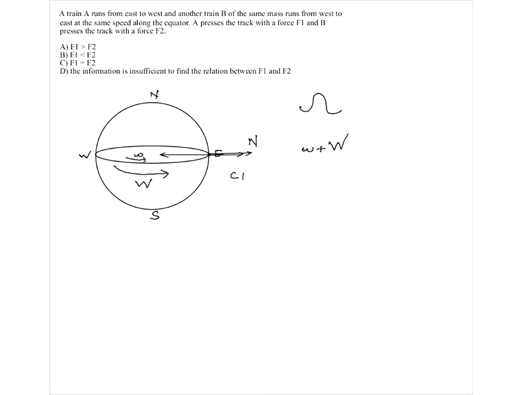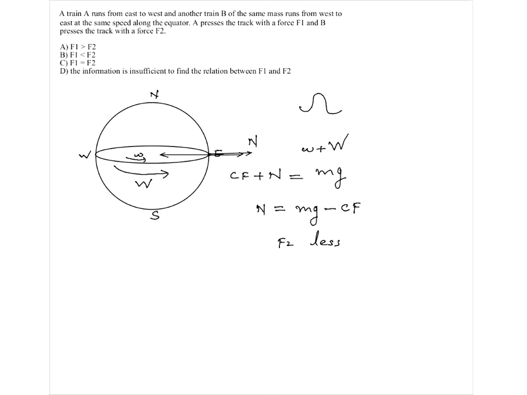Centrifugal force plus normal reaction should be equal to mg. The normal reaction is mg minus centrifugal force. If omega is more, effective omega is more, centrifugal force is more. That means N should be less. F2 is less. How about F1?